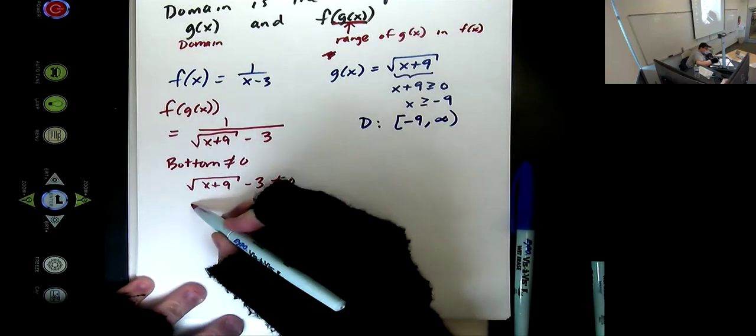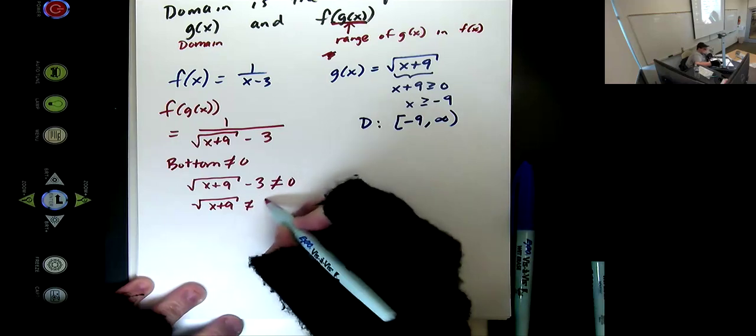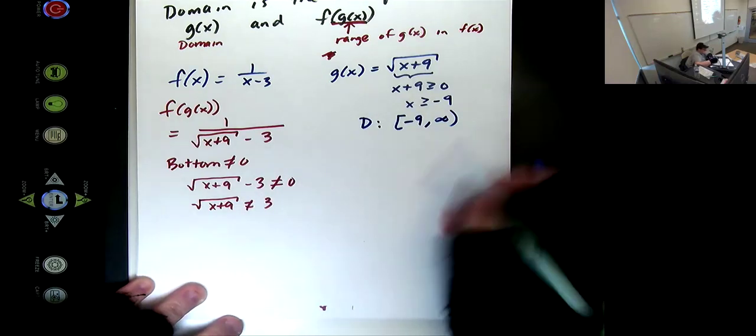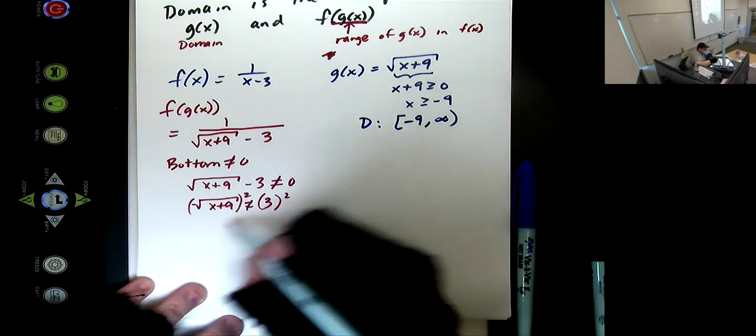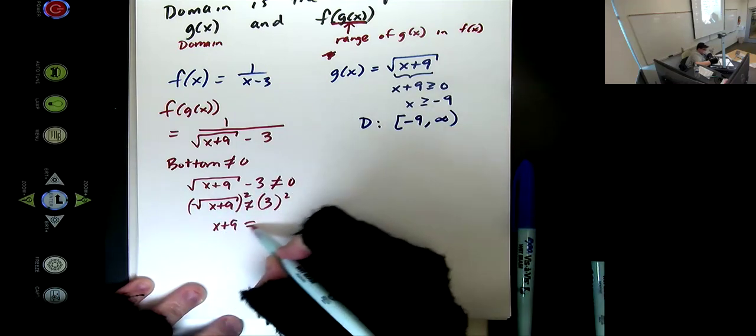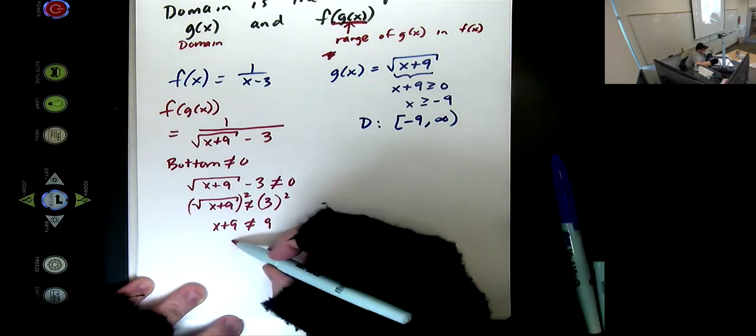So we'll solve for it. x plus 9 can't equal 3. If I square both sides, I get x plus 9 can't equal 9. So x can't equal 0.